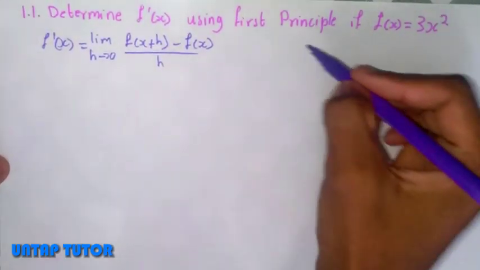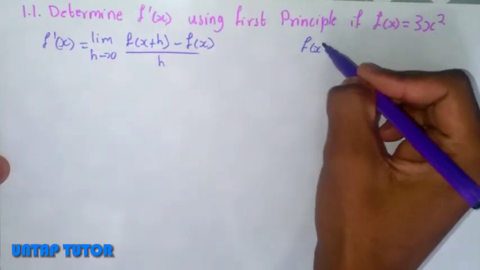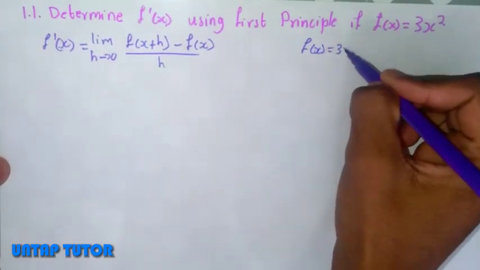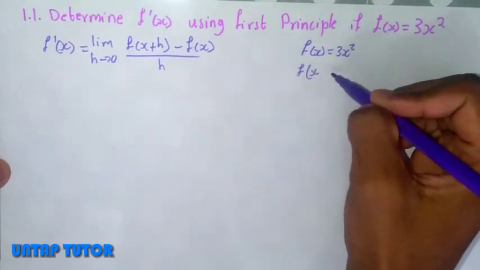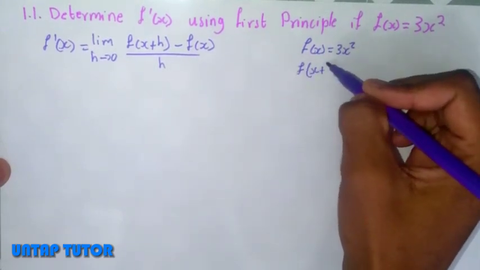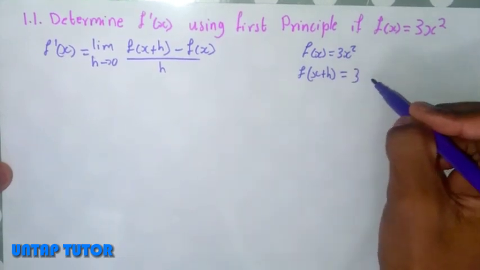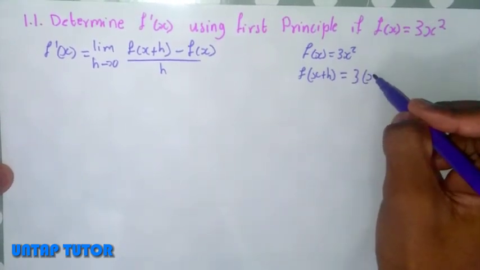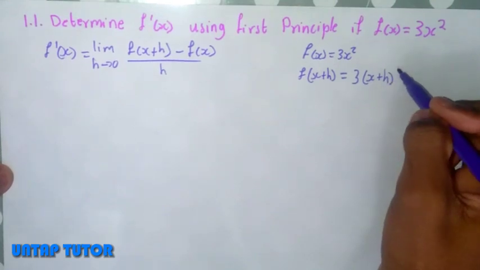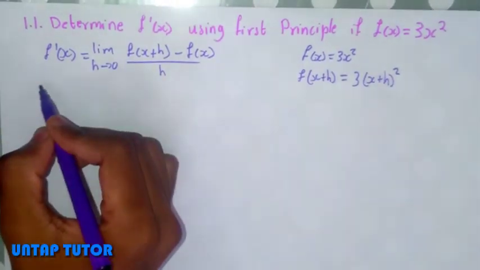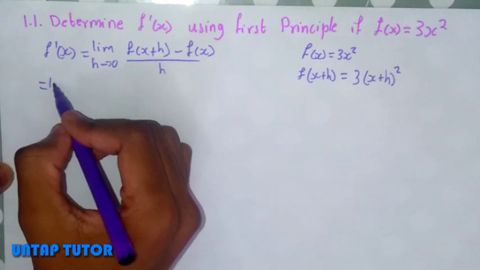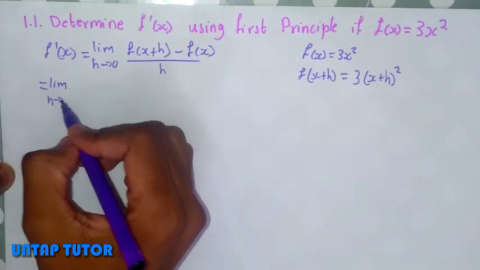First things first, our f of x is 3x squared. And then, how do we find our f of x plus h? We replace the x with x plus h. So this is going to become 3, replacing the x with x plus h, all squared. And then from there, we just substitute into our formula, the limit as h approaches 0.